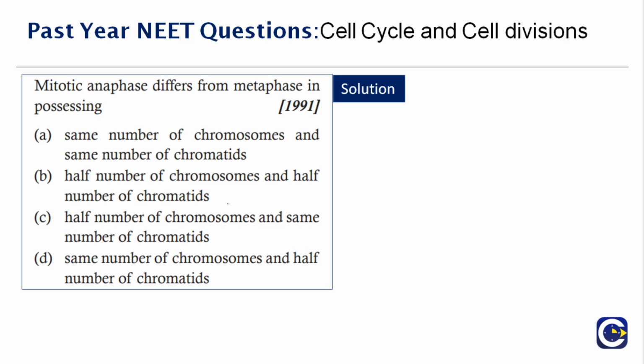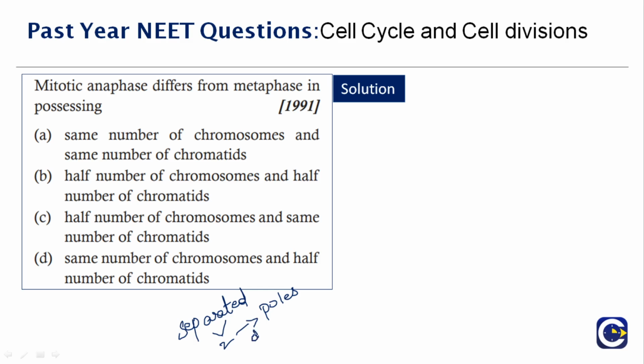I've clearly told you the sister chromatids will separate. They get separated from each other and they will move towards the poles. Now when they get separated, it is not going to have any change in the chromosome number. Therefore it is the same number of chromosomes.